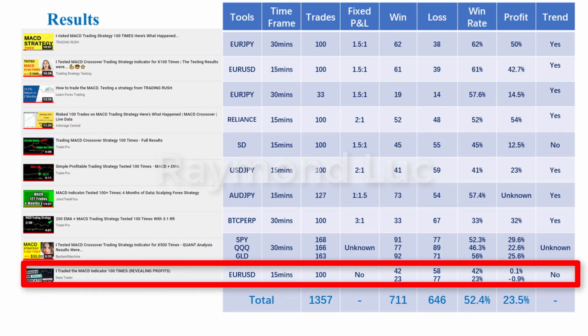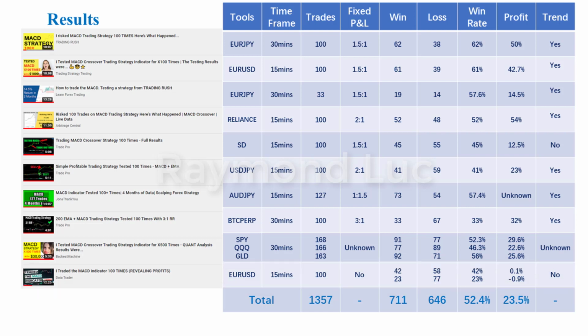Note that the win rate of the last video in this table is relatively low. The profit margin is also very low. There are two main reasons. First of all, he is not a trend trader. It's very common when one uses the MACD with no trend filter. At the same time, he has no fixed profit-loss ratio. He uses the MACD crossover for entry and exit signals. It means he does not control the risk at all. So his result is the worst among the others.